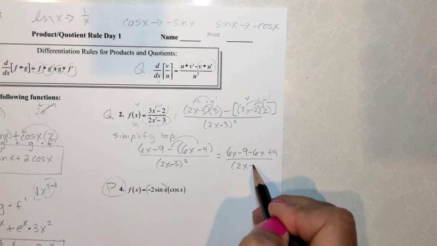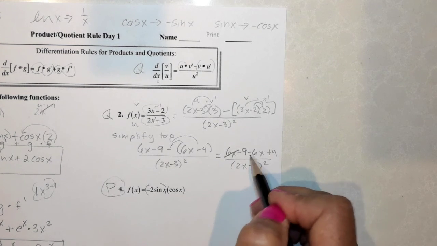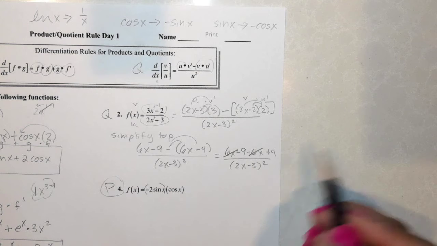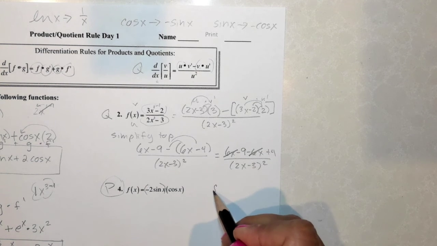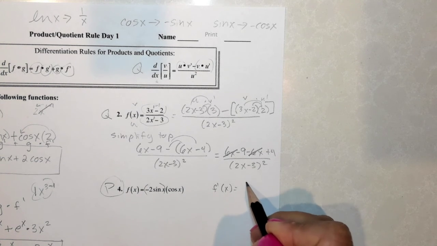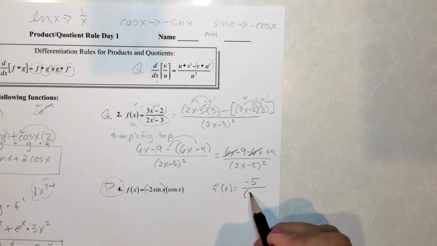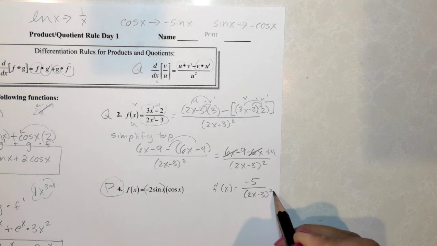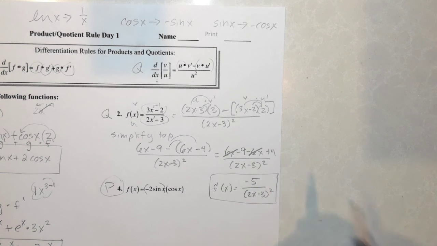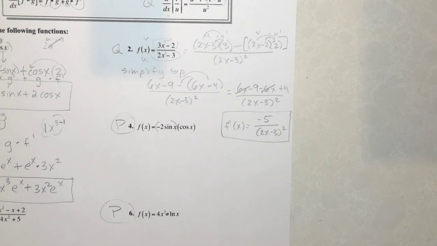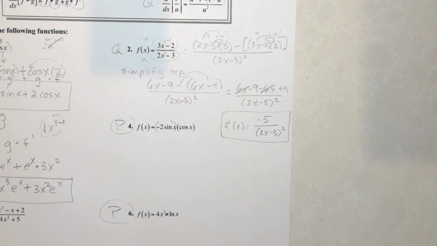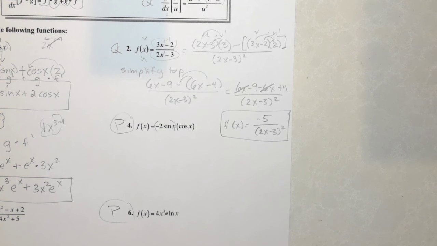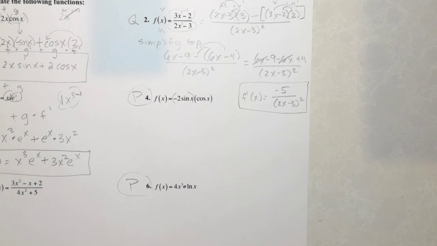But when you go to simplify that, you can see that these cancel. So negative 9 plus 4, in the end, my derivative for number 2 is going to be a negative 5 over 2x minus 3 squared. And again, right now we're just practicing the skill of finding the derivative. Later on in calculus, you'll actually use it for applications and finding stuff, but we're just practicing these rules so that when you take calculus next year, either at South or in college, this won't be brand new.